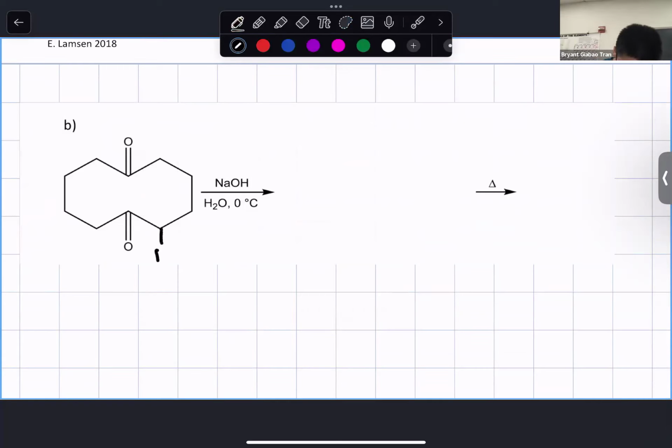So let's say this alpha carbon gets deprotonated by the strong base hydroxide ion to form the enolate nucleophile here.